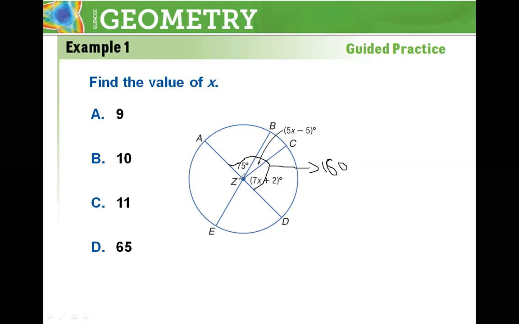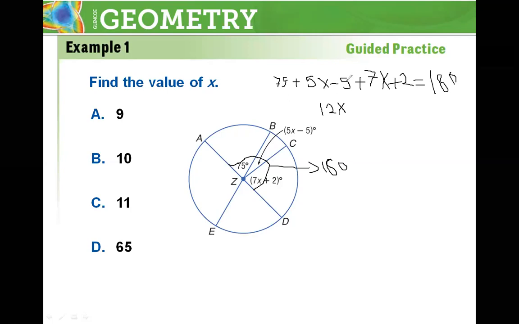Let's start. Here we have 75. So I just write 75 plus 5x minus 5 plus 7x plus 2 equals 180. Okay, how many x we have? 12. 12x. Excellent. So I just write 12x and we're looking at the numbers now.